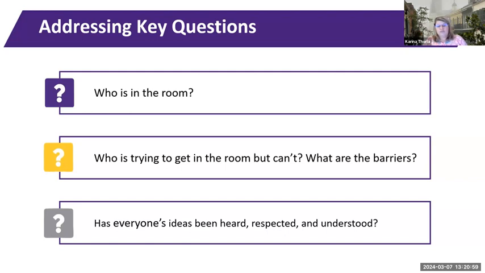So the third question is, has everyone's ideas been heard, respected, and importantly, understood? UDL promotes an environment where all learners feel valued and supported in expressing their thoughts and perspectives. This means creating those opportunities for diverse learners to actively participate in discussions, share their ideas, bring their authentic selves to the course, and contribute to the learning community.